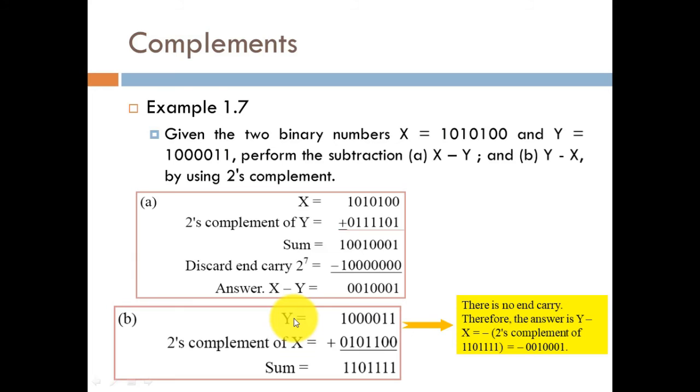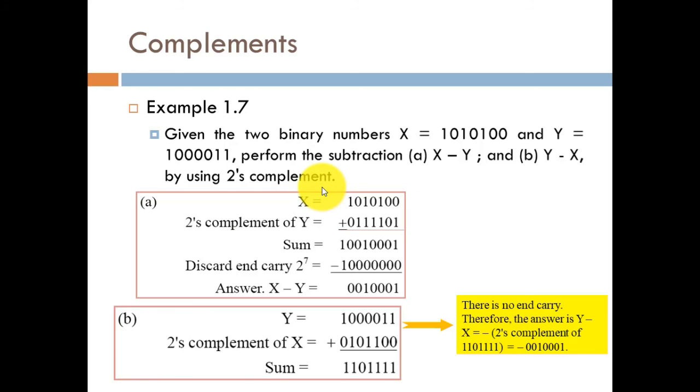In this third example, given two binary numbers, X is 1010100 and Y is 1000011, we need to perform the subtraction. In the first part we have to calculate X minus Y, and in the second part we have to calculate Y minus X by using 2's complement.